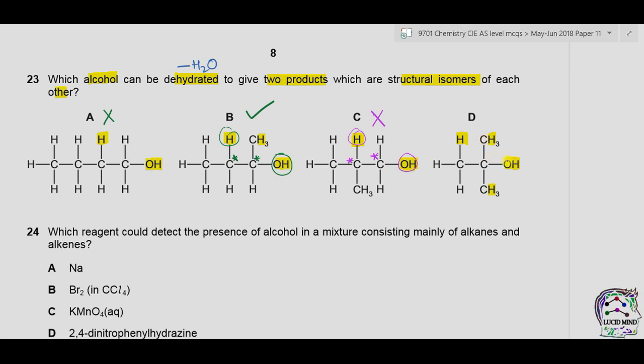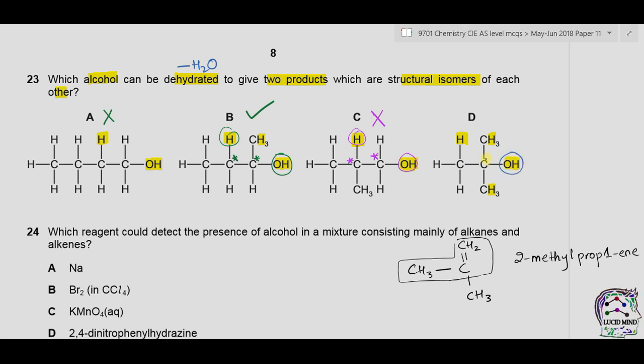In D, we can remove OH from this carbon atom and hydrogen from this carbon. The product will be CH3, C double bond CH2, CH3. As we have 3 carbon atoms in the long chain including the double bonded carbons, the product will be 2-methylprop-1-ene.